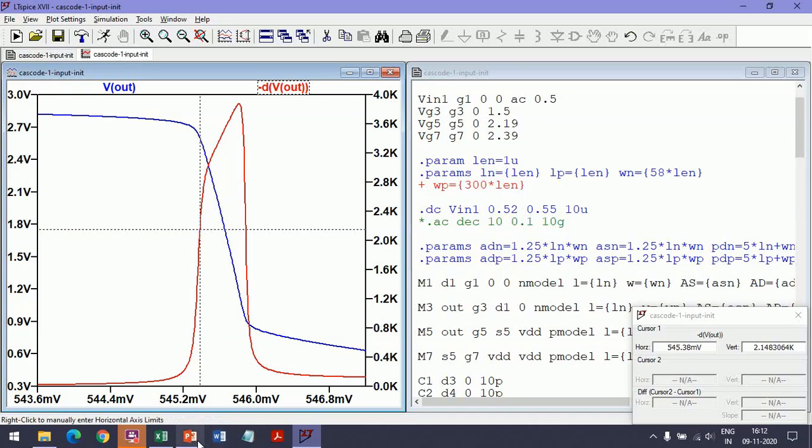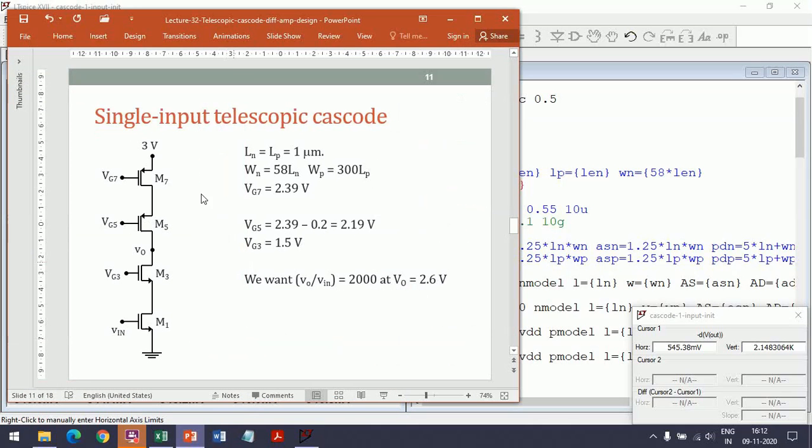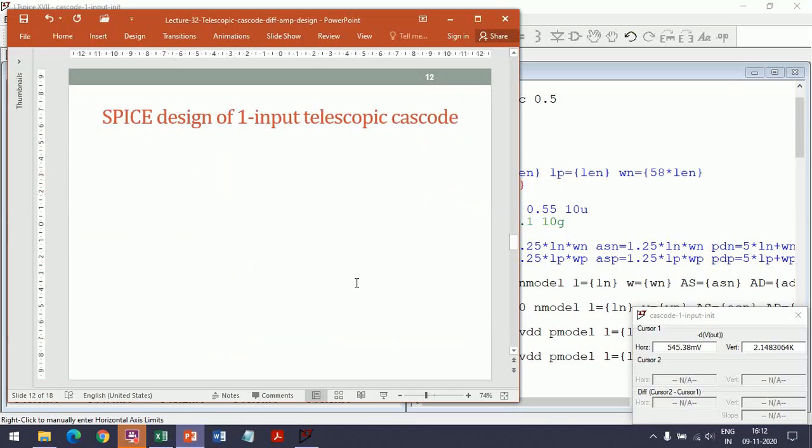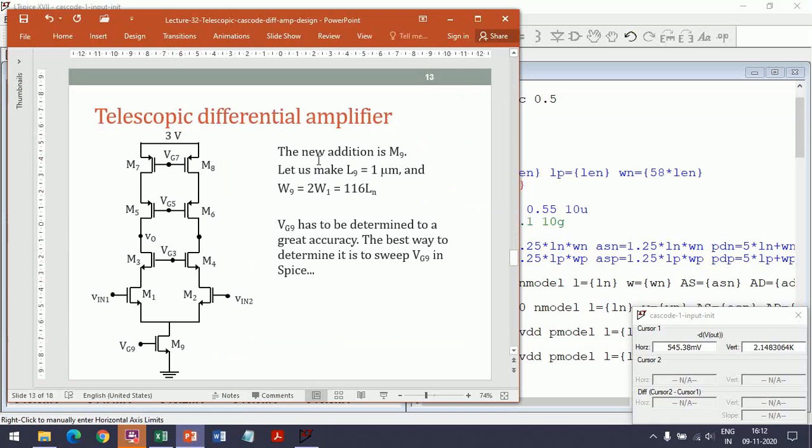So with this now we say, okay, we've finished our next step. Now let us go design the complete differential cascode. So this we finished. Now let us do the complete differential cascode. We'll use the same numbers for M1, M2, M3, M4 up to M7, M8.